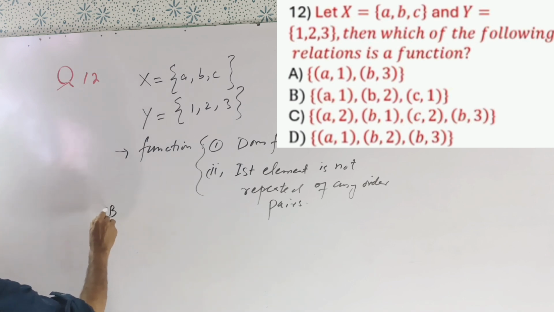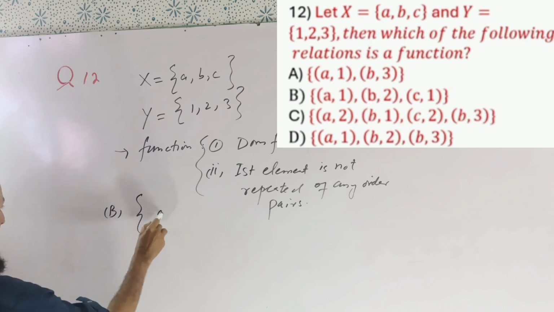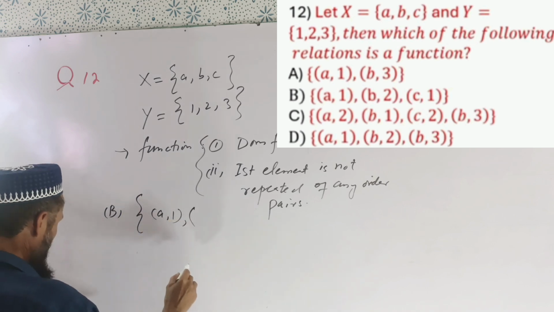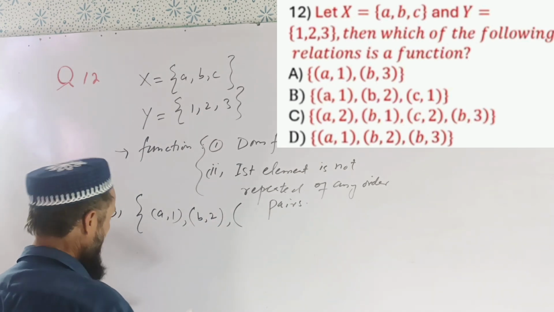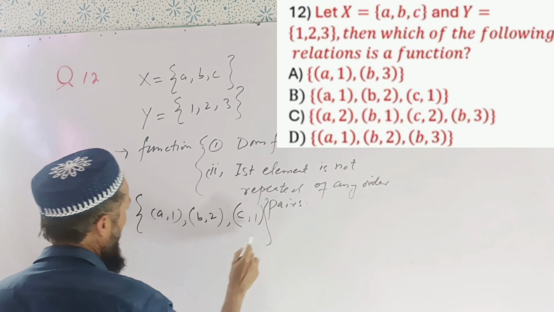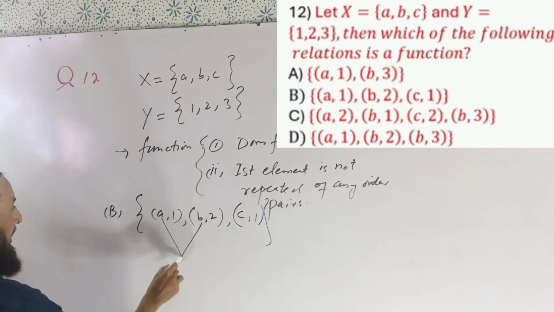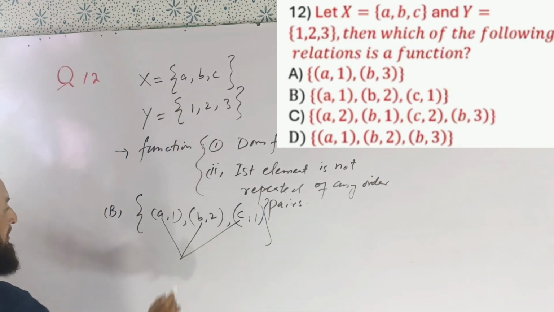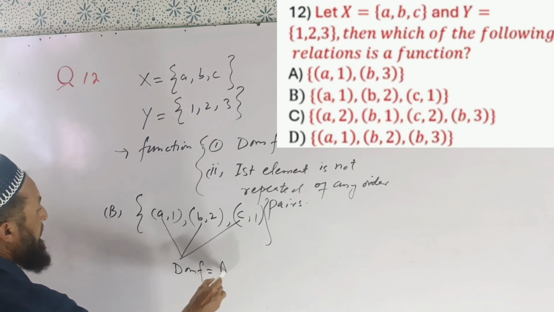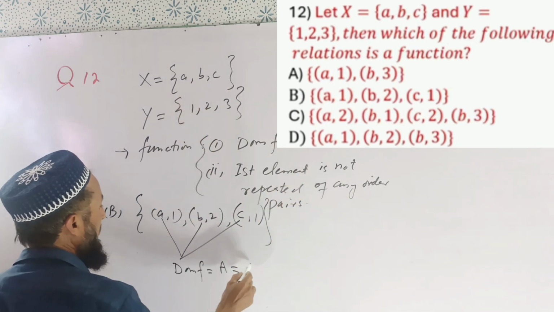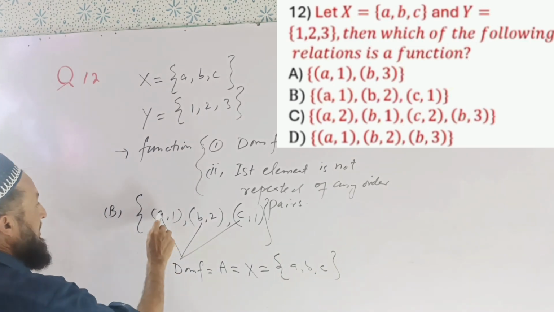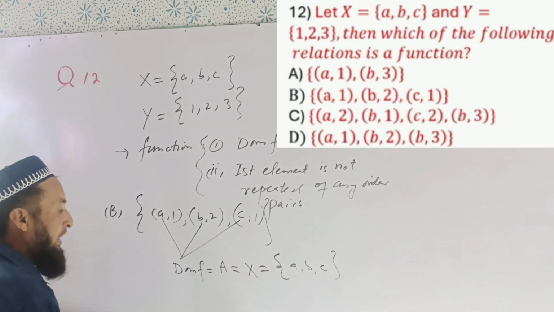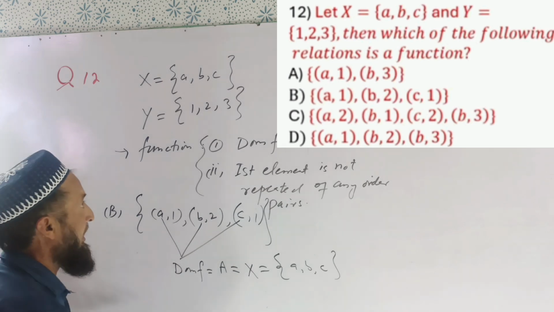B is the answer, given that here A1, B2 and C1. So look here, the domain is A, B and C, the first element. It is the domain of the function. It is equal to A, according to the definition, here X is A, B, C, and the first element is not repeated. The second property is also satisfied, so option B is the correct option.